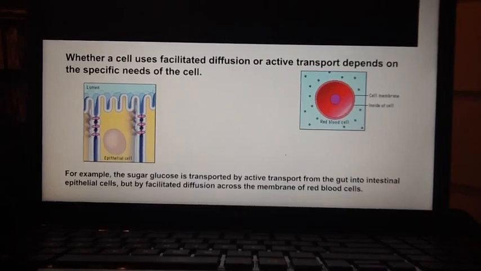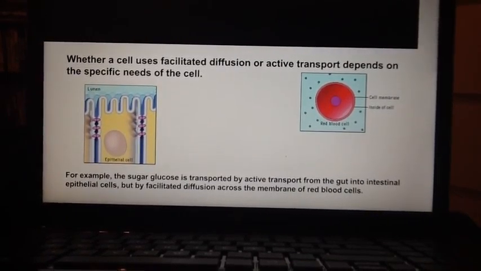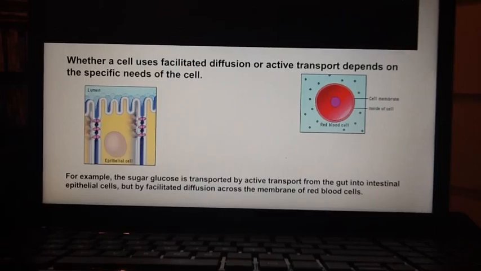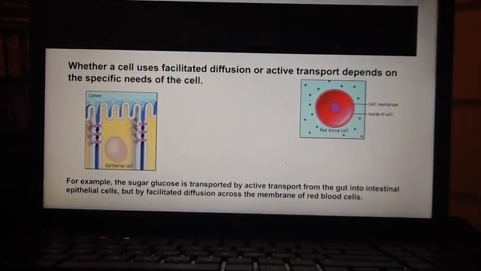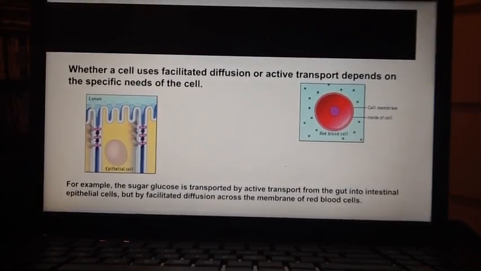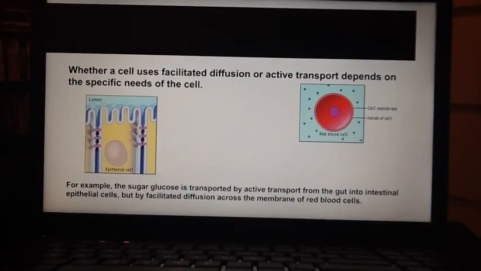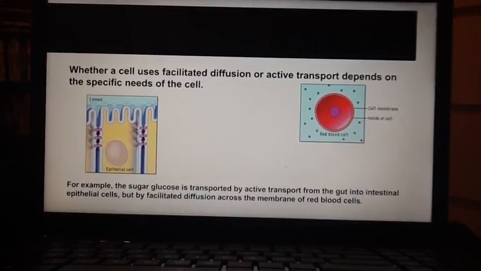Whether a cell uses facilitated diffusion or active transport depends on the specific needs of the cell. For example, the sugar glucose is transported by active transport from the gut into intestinal epithelial cells, but by facilitated diffusion across the membrane of red blood cells. Epithelial cells lining the gut need to bring glucose made available from digestion into the body and also must prevent the reverse flow of glucose from the body to the gut.